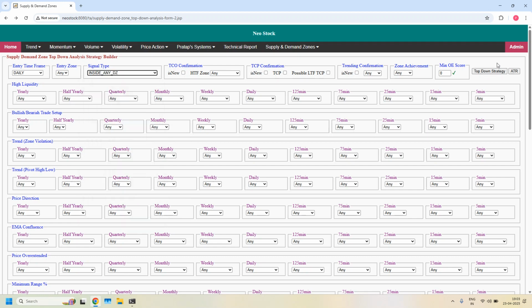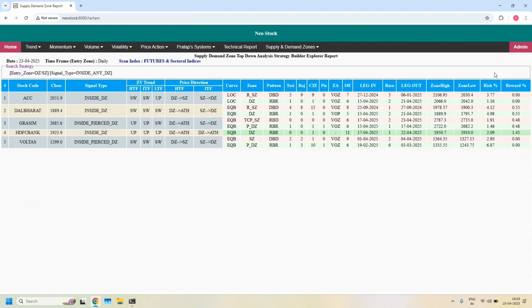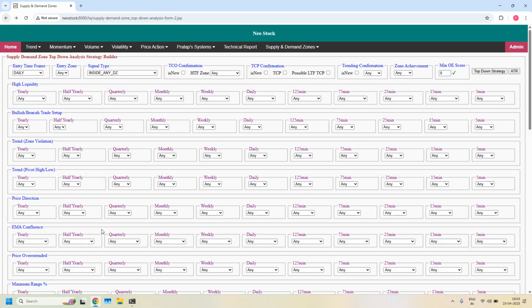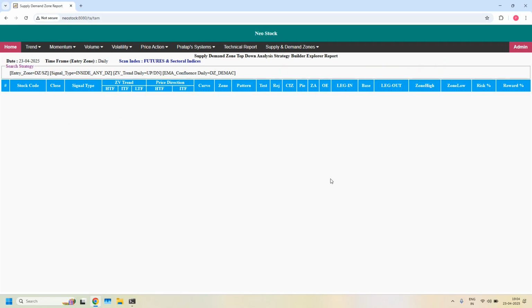Price closed inside the daily demand zone. Total 5 stocks are filtered. Let us further filter based on the EMA confluence. So none of the stocks are having daily EMA confluence.